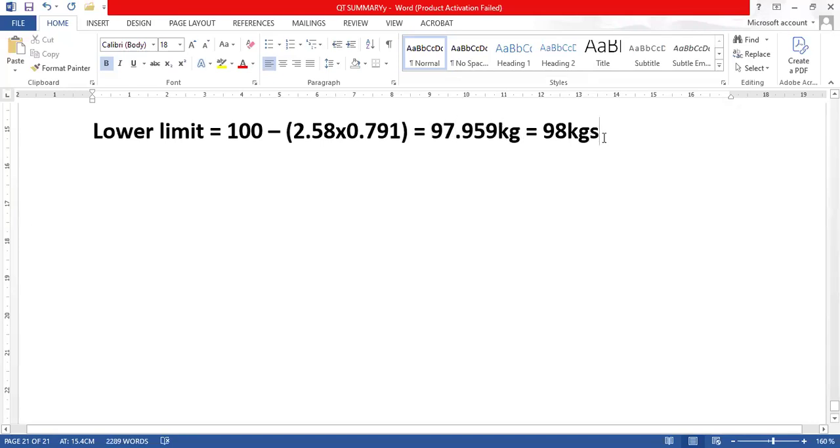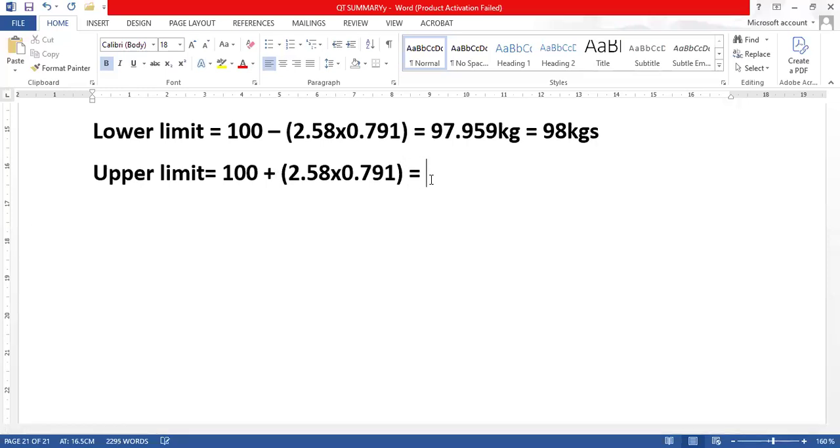Okay? That is the lower limit. Then what about the upper limit? Now where you have a minus, put a plus. Other things remain the same. So my upper limit will be, where you have minus, I put a plus. So it will be 100 plus, open bracket, 2.58 times 0.791, close bracket, equal sign. What do you get?